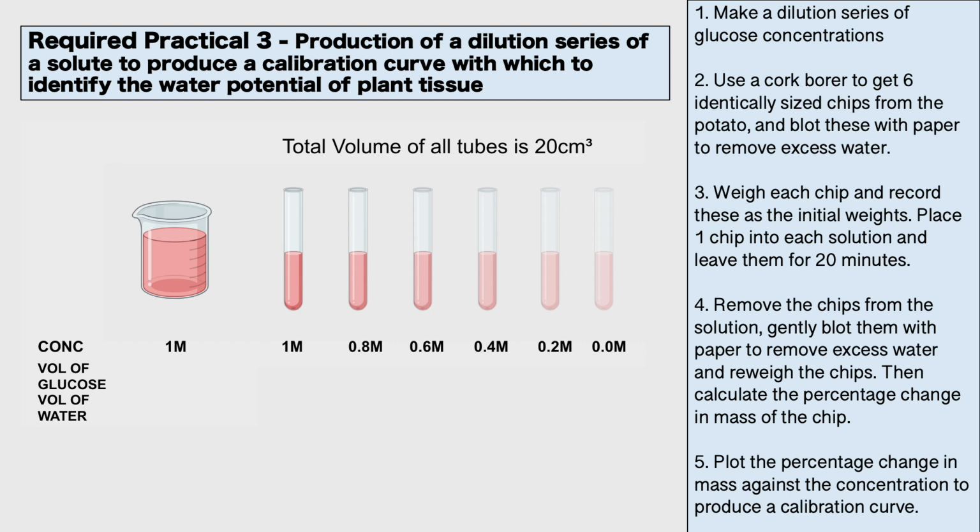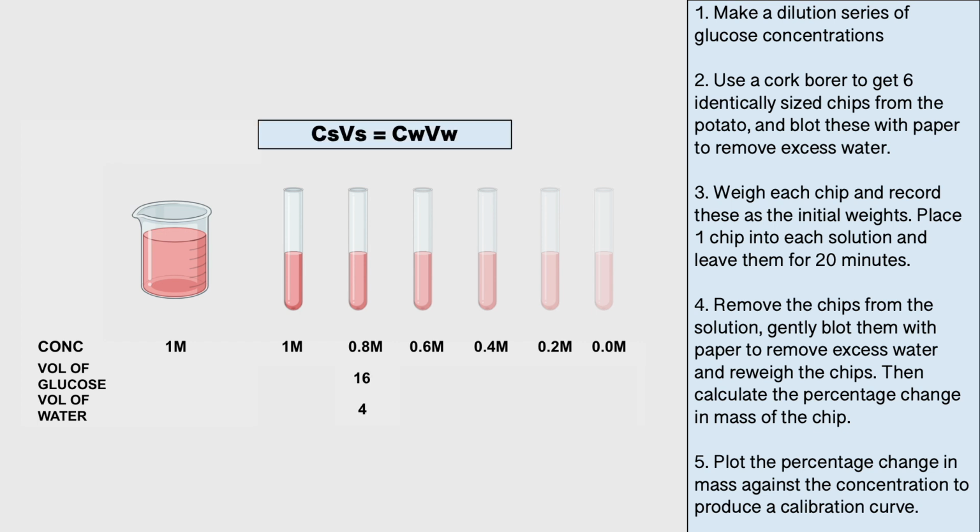Okay, so one way to do this is with the equation CSVS equals CWVW. So in the case of the 0.8 molar tube, CS is the stock concentration, which is 1. VS is the volume of stock needed, which is what we're trying to find out. CW is the concentration we're aiming for, which is 0.8. And VW is the end volume we want, which is 20 centimeters cubed. So VS will be 16 centimeters cubed and the rest will be water, so that's 4 centimeters cubed of water.